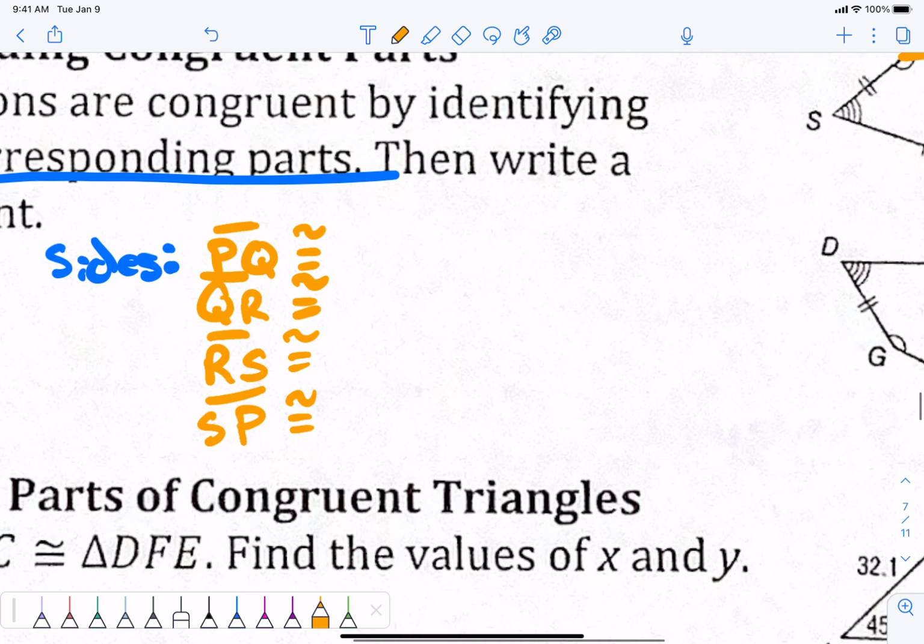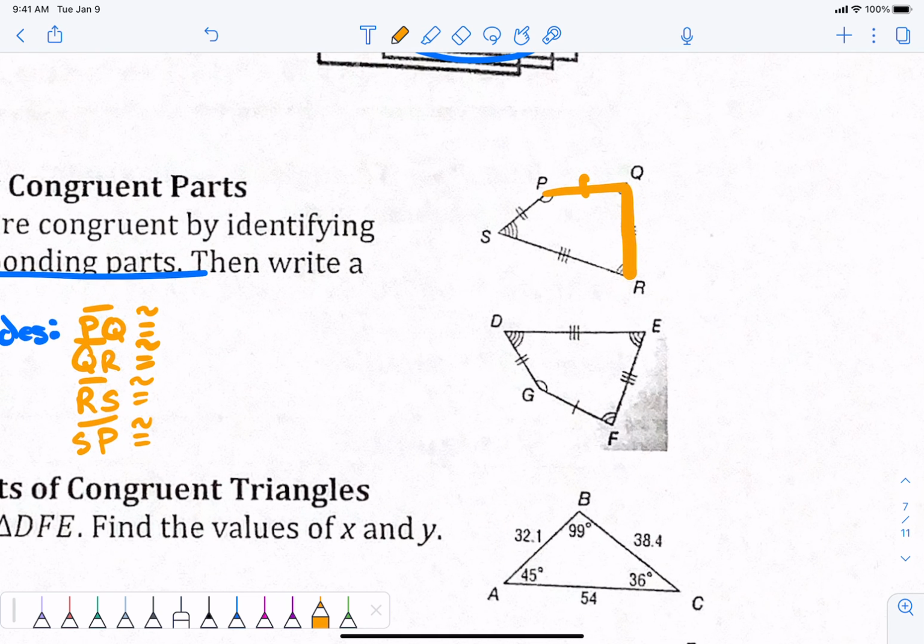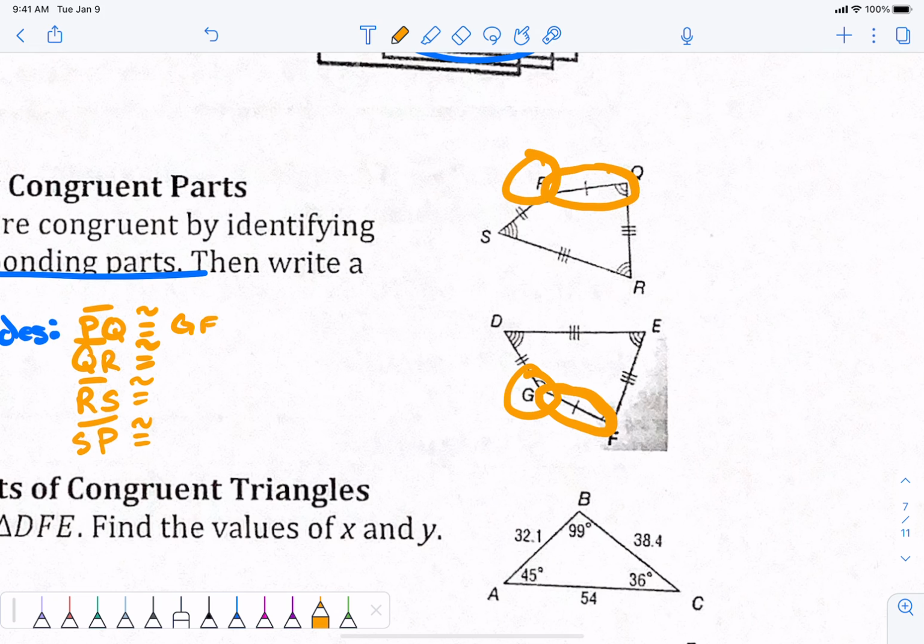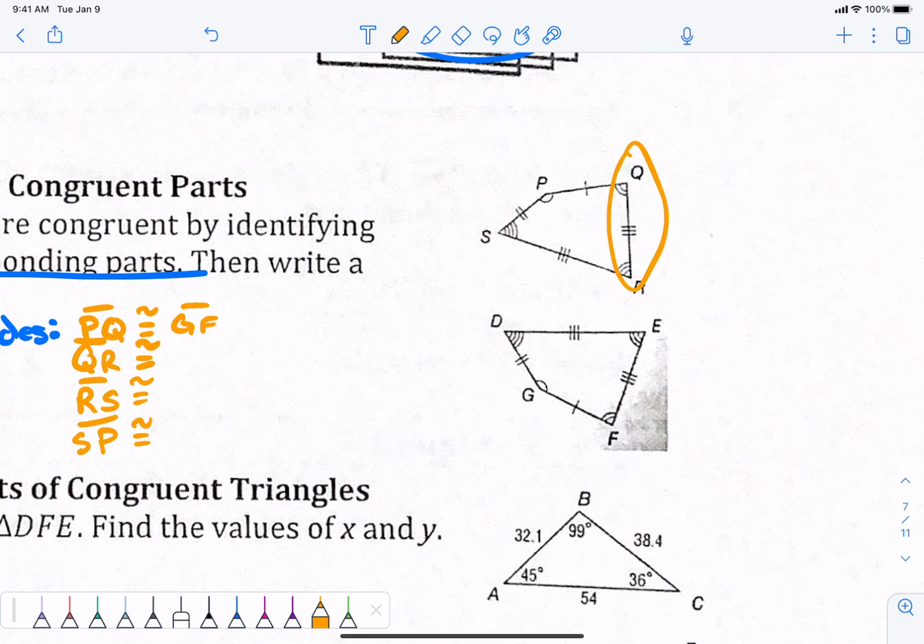All right. Okay, now, when you're labeling sides, make sure you do those in order as well, because PQ goes with this side right here, but do we call him GF or do we call him FG? GF, because we said P first, so we have to say G first. Does that make sense? GF is the first one, okay? QR is going to go with FE, right? Okay, now stop before you do the next one.